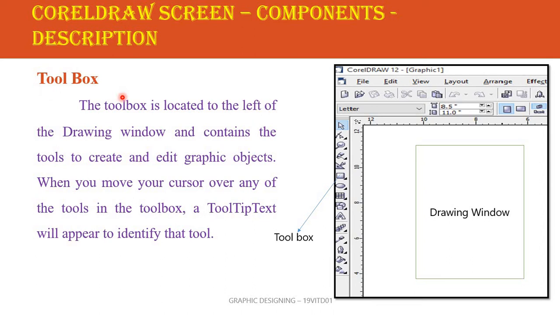Toolbox is an important component of our CorelDraw screen, which is located at the left of the drawing window. Here we have so many tools. Using these tools we can create our drawings. We can include graphical images by using these tools. When you move your cursor over any tool in this toolbox, a tooltip text will appear. With the help of this tooltip text, you can know the name of the tool.